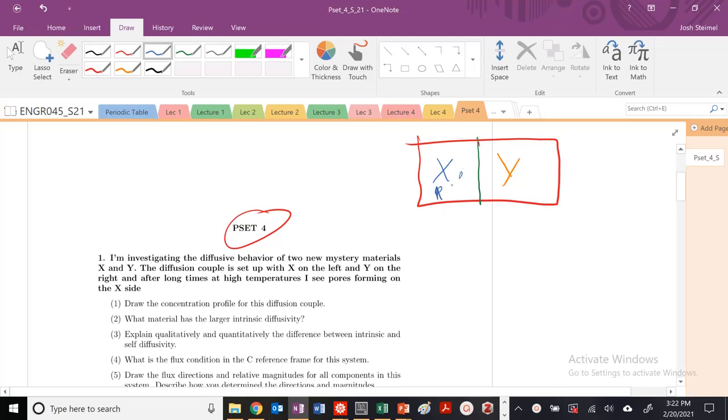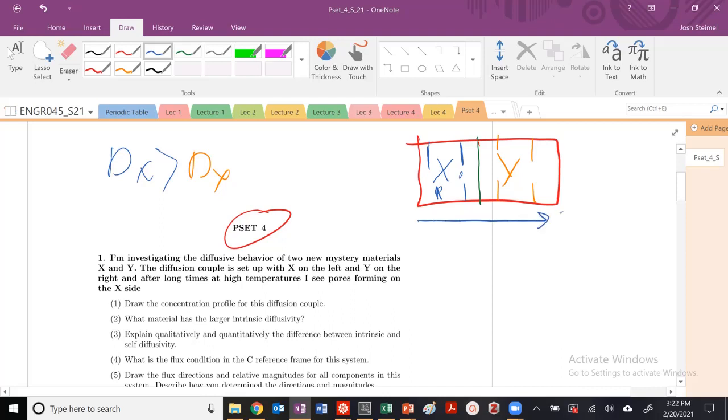That means, again, let's think backwards about this problem. Let's say Y is right here, extra half planes. That means there are lots of vacancies moving and gobbling up planes on the other side. So I know that my diffusivity of X is greater than my diffusivity of Y. If that's the case, looking at the C frame, my flux of X in the C frame is going to be greater than my flux of Y in the C frame. And I know by Kirkendall that the flux of vacancies in the C frame must go in this direction.